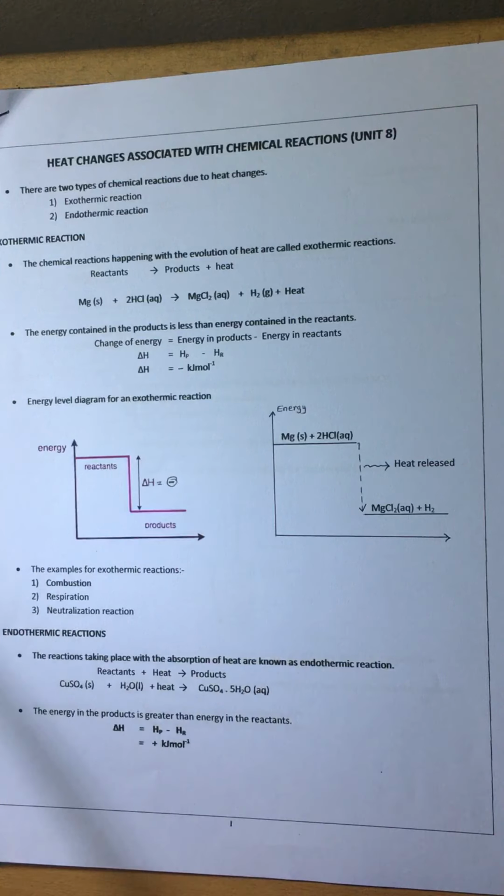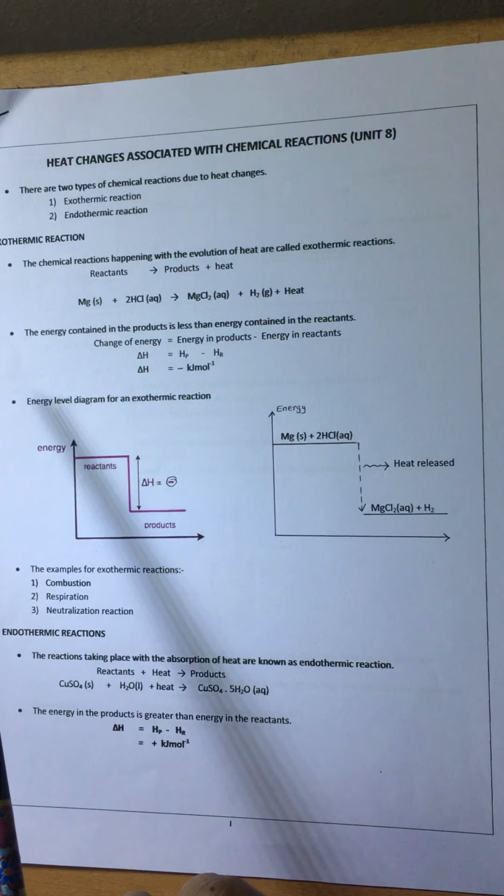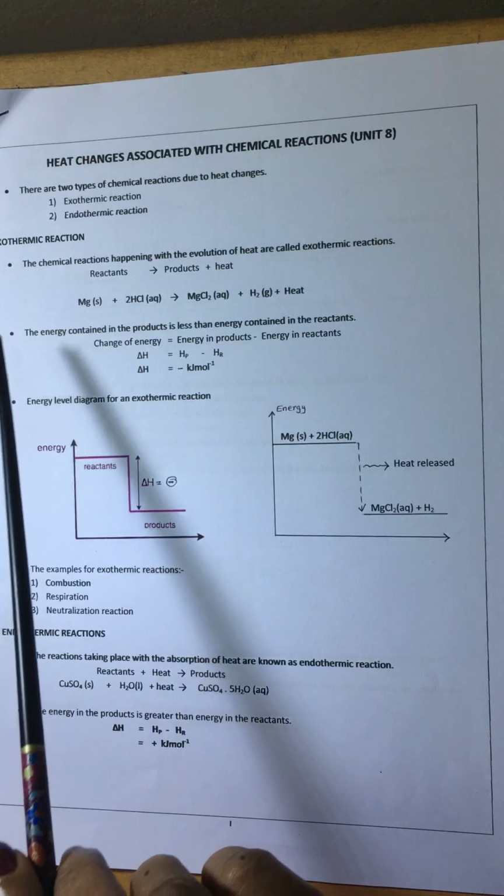So first we are going to see the exothermic reaction. In an exothermic reaction, the chemical reaction happens with the evolution of heat. That means when the chemical reactions are occurring, heat is released from the system. System means the reactants we are taking to react. So when the reaction is occurring, heat is released from the reactants. So that is an exothermic reaction.